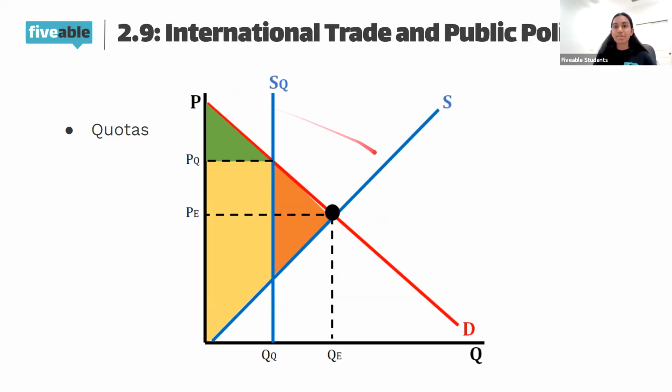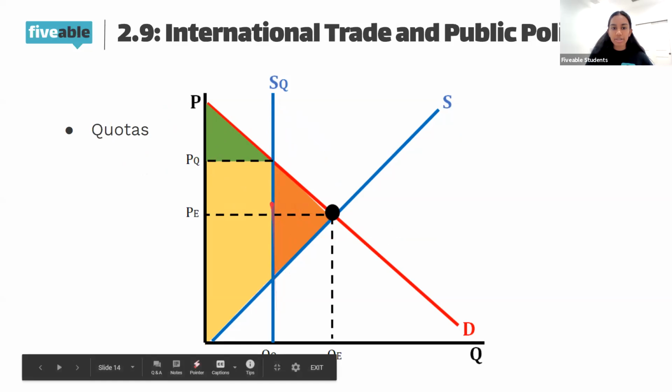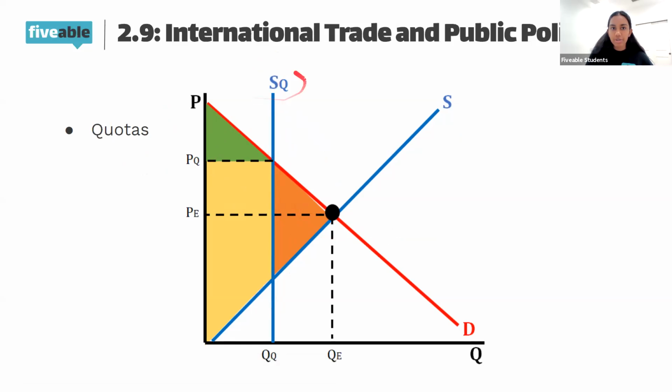And lastly, there's international trade and public policy. So a quota is when a government limits the amount of a good that's coming into a country, like international goods. You don't need to know the graph of a quota for the AP exam, but it helps you visualize what it looks like. So you can see that SQ right here is the quota. It's limiting the amount of an international good that's coming into a country.